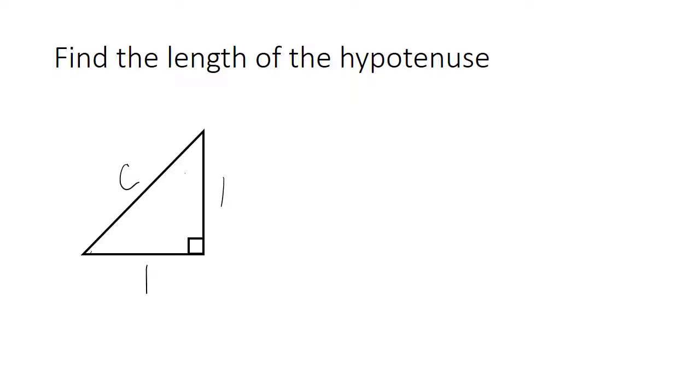So let's use the Pythagorean theorem to find the length of the hypotenuse in this little triangle here. Our legs are 1 each, and we are looking for what C is. The way we find that is we're going to start with A squared plus B squared is equal to C squared. We replace our A and our B with our known values, which is 1. So we have 1 squared plus 1 squared is equal to C squared.